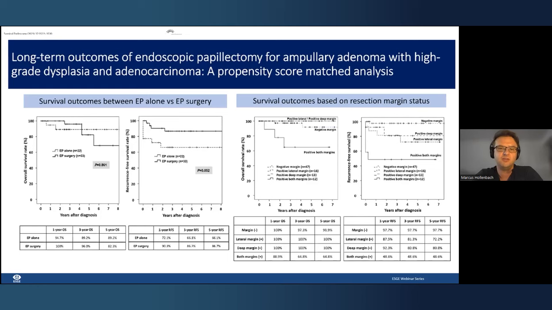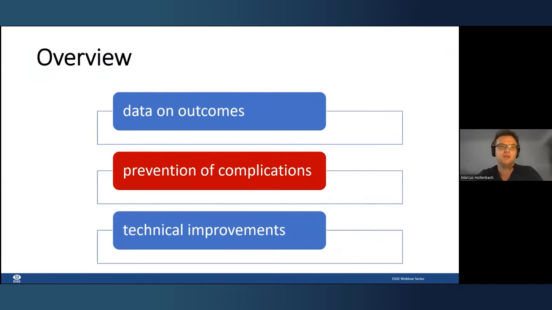In such a situation, for T1 cancers, it is not always necessary to perform an additional surgery, but you have to be clear that it's only T1 and that you have no lymph node metastasis. For all other situations, T1b, T2 cancers, and higher stage carcinoma, the patients have to undergo surgery, either limited by the transduodenal surgical ampullectomy or radical with a pancreatic duodenectomy.